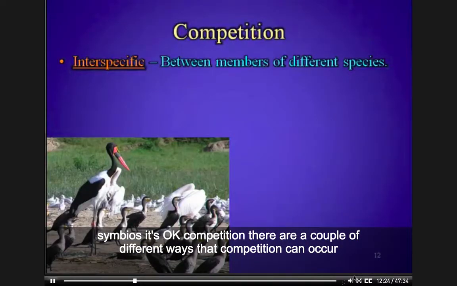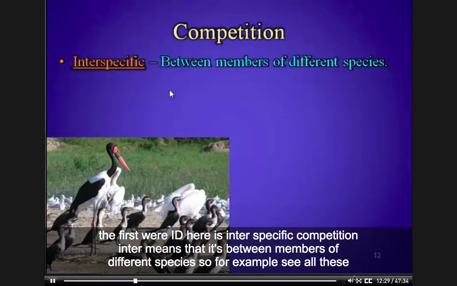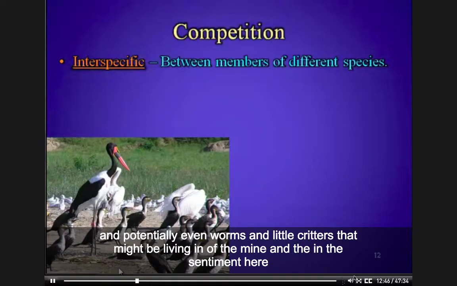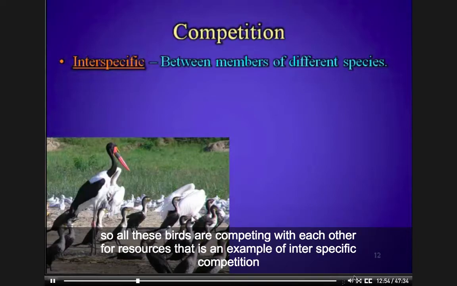Okay, competition. There are a couple of different ways that competition can occur. The first variety here is interspecific competition. Inter means that it's between members of different species. So for example, see all these birds here? They're all different species of birds. There's at least 5 different species here. And they're all competing for space, and potentially even worms and little critters that might be living in the mud and the sediment here. So all these birds are competing with each other for resources. That is an example of interspecific competition.